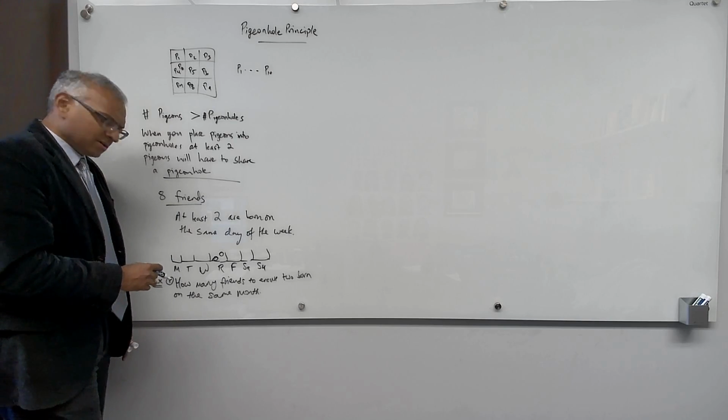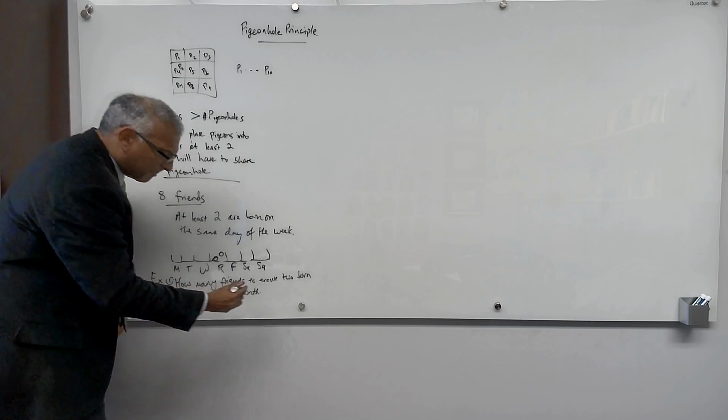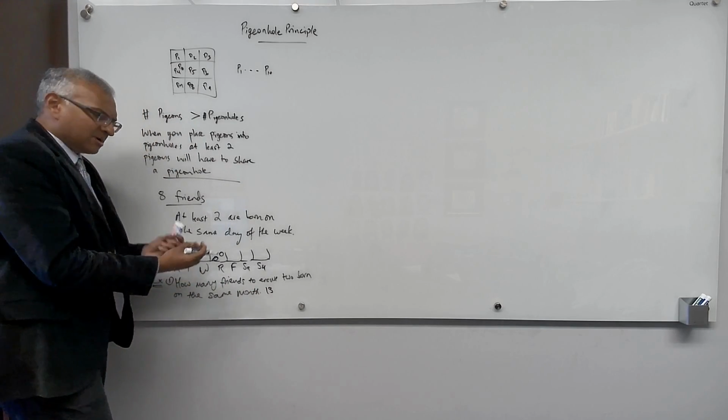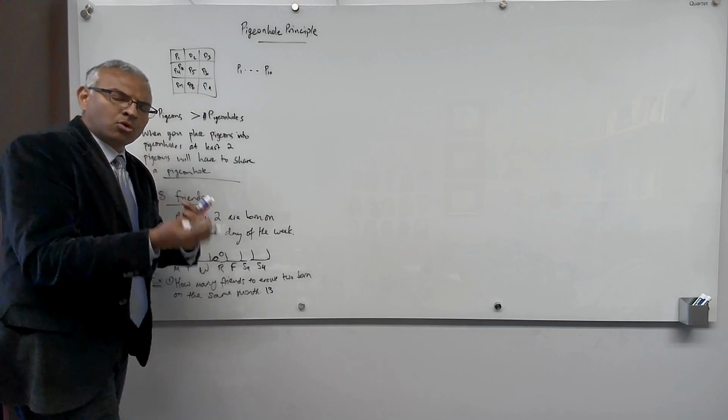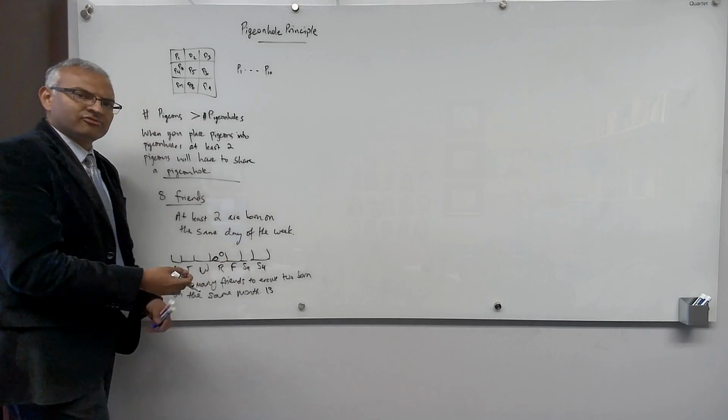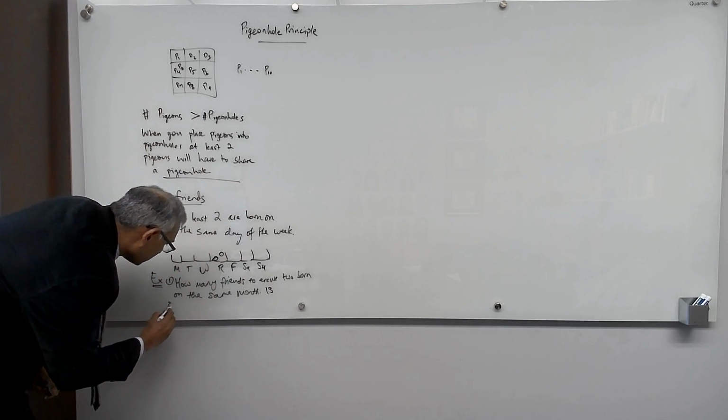If you're coming back and you said 13, bingo. The pigeonholes are the months. The friends are the pigeons. You need more pigeons than pigeonholes. So you need more than 12 friends, i.e. 13.